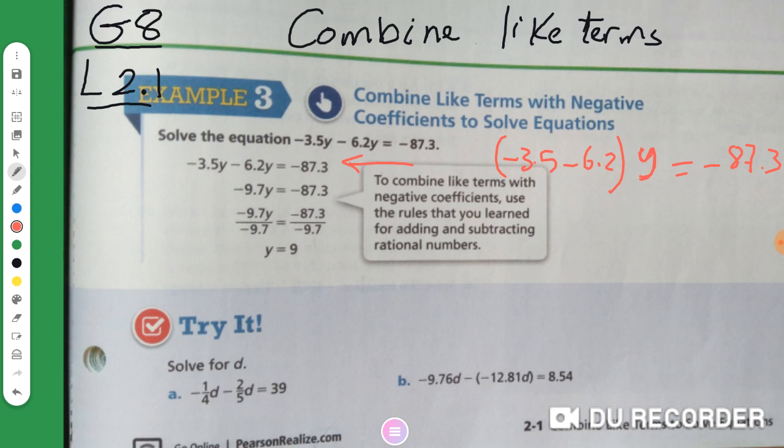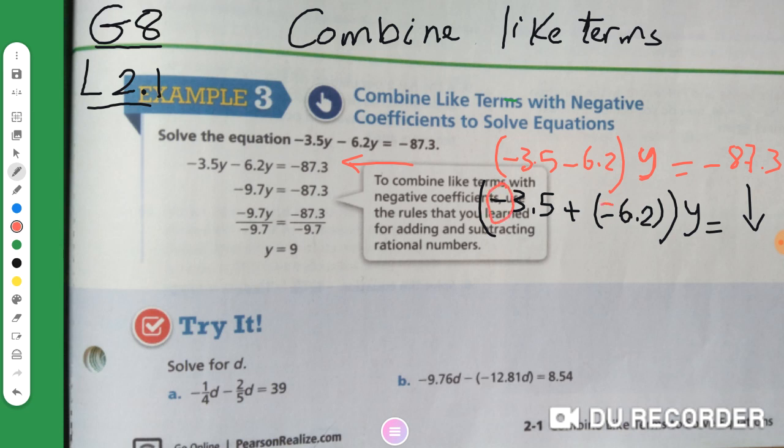I can write this number like negative 3.5 plus negative 6.2, it's the same, all multiplied by y equals this number. Okay? I have similar signs now.